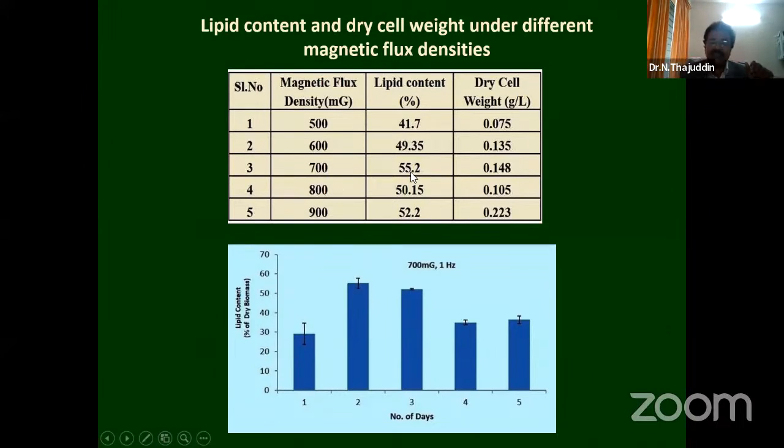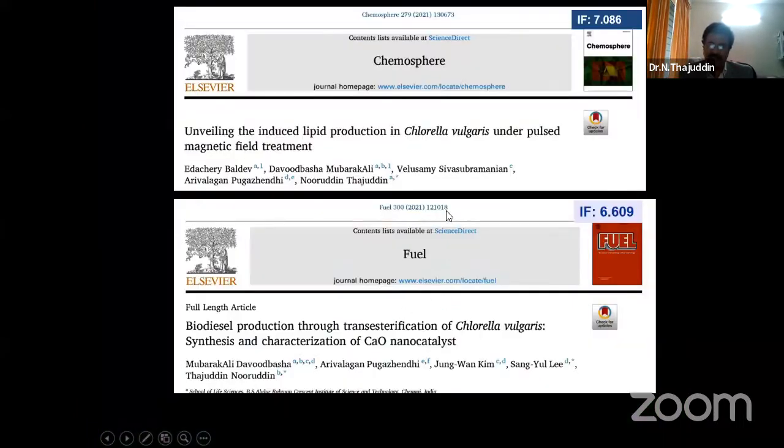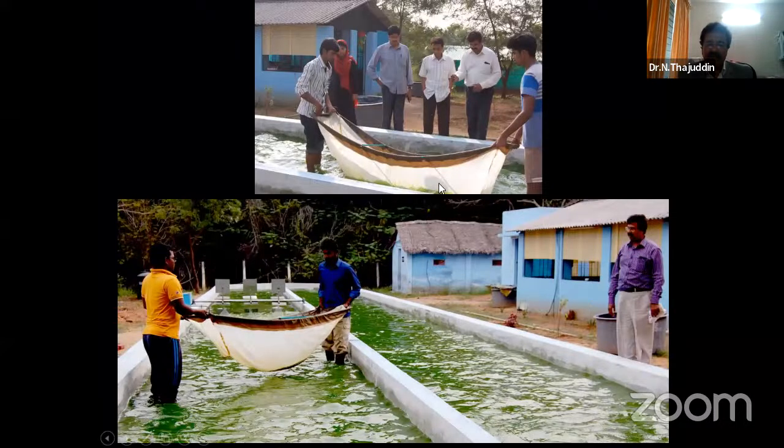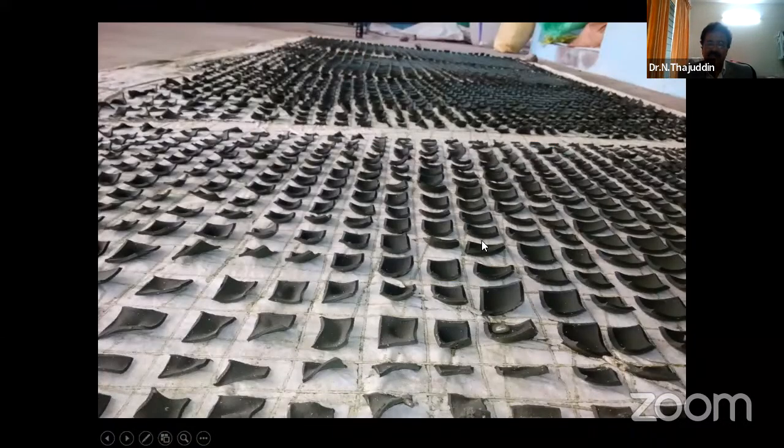So after this treatment, we found that 52% of the lipid, that too on the second day. So this is a very ideal technology we developed, and we also published this paper in Chemosphere, a good impact factor journal, as well as in Fuel. And then we harvest the biomass using the plankton net. And this is the freeze-drying technology for drying. This is our first patent we published in the patent office.